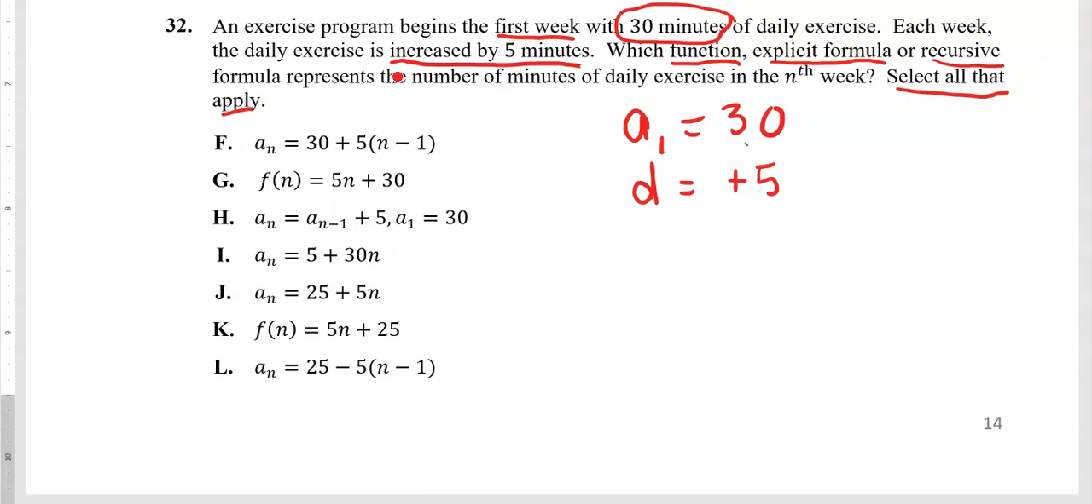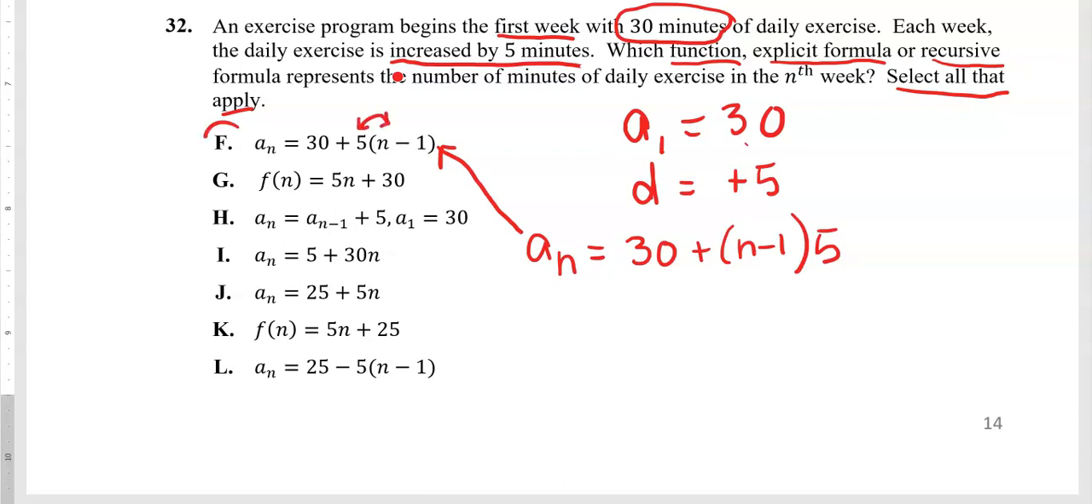So since we just did explicit above, let's go ahead and write that one out. So I'm going to have my first term plus n minus 1 times my difference. Now if I look through here, let's see if any of these match, right? So here I have 30 plus 5 times n minus 1. These guys look very similar. It's just that my distributive property, the 5's on the other side, so I know that that one is correct.